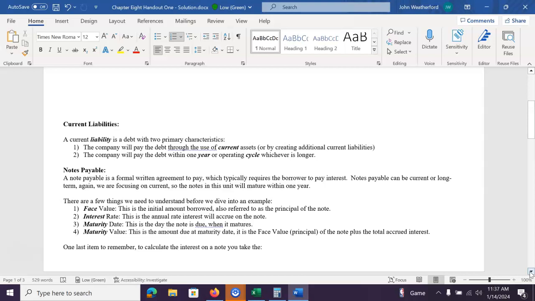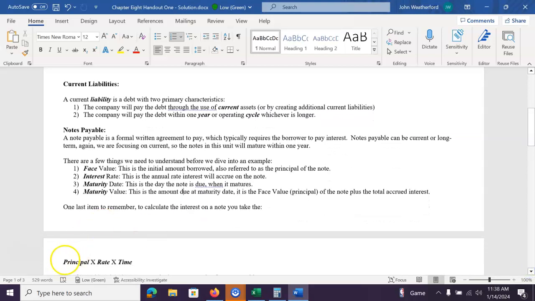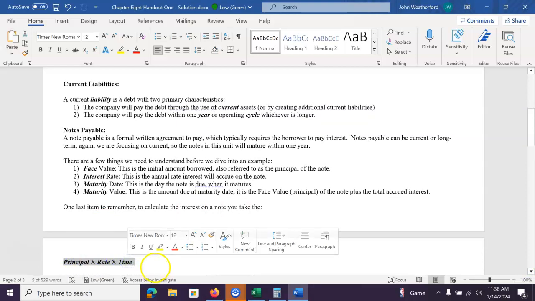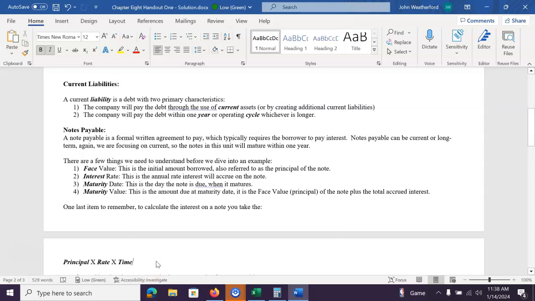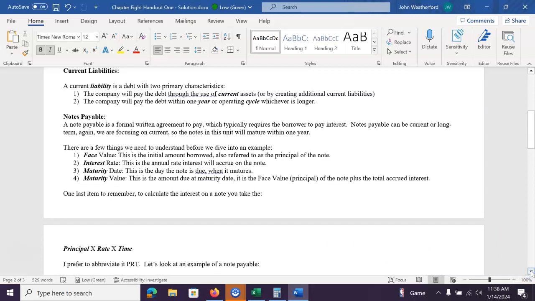But a lot of times the note might be for 3 months, 6 months, any period of time less than a year. In that case, we would have to say the principal balance times the interest rate times the period of time covered by the note. So if it were a 3-month note, we could express the time as 3/12 or 3 months out of 12 months. Now you could abbreviate that PRT if that acronym helps you to remember it.